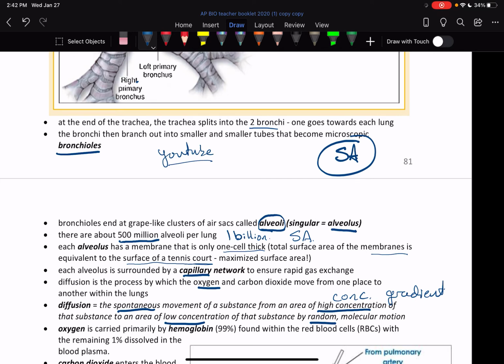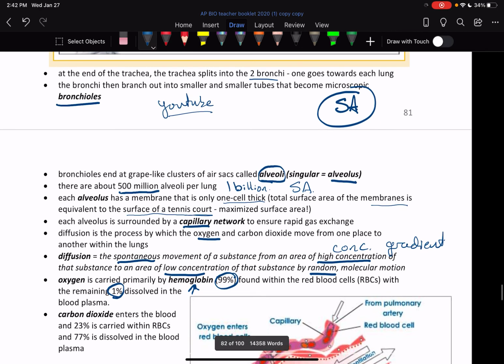Now, oxygen, we talked about this in the last lesson, is grabbed by the hemoglobin in blood, okay? So 99% of the oxygen in blood is found actually within the red blood cells attached to hemoglobin, with only a small percentage dissolved in the blood plasma, okay?